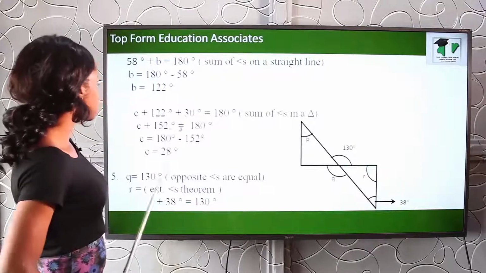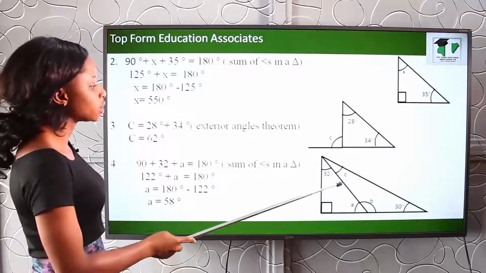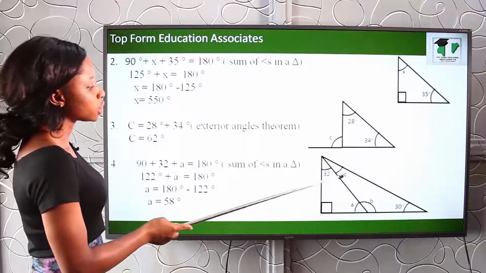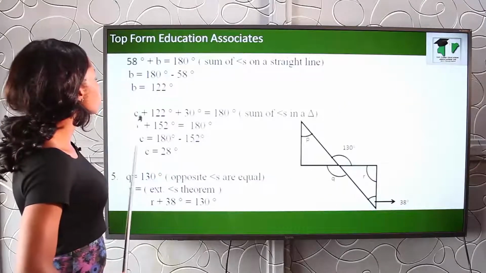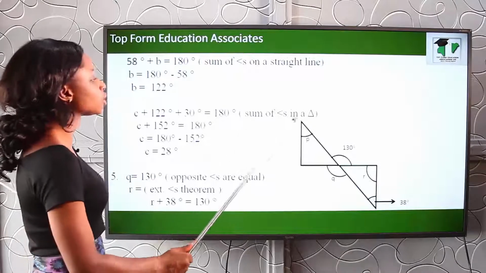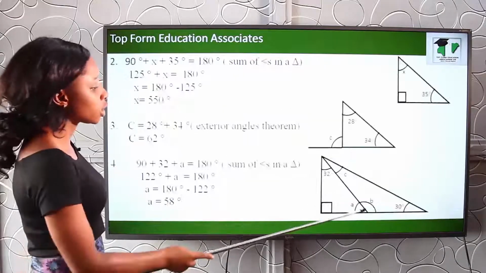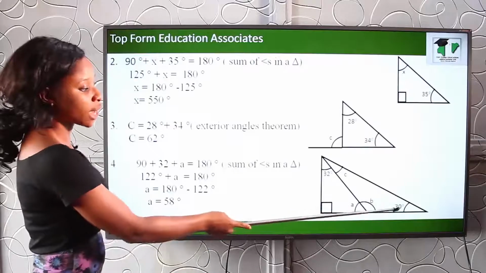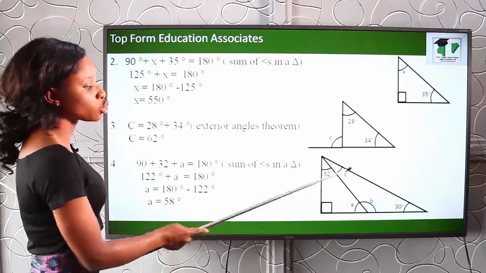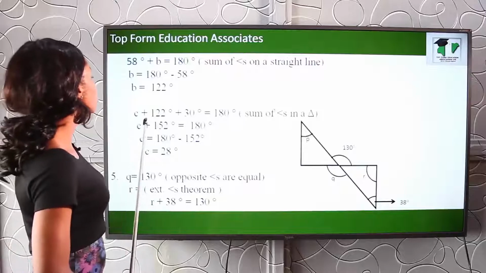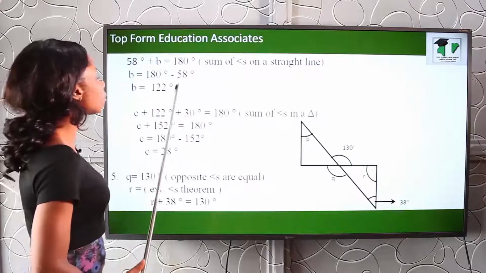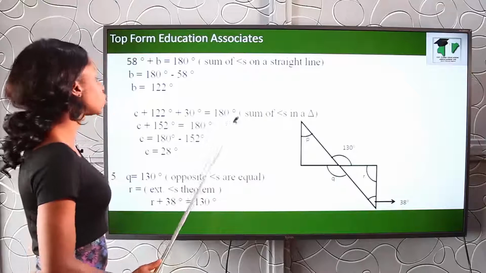Now C, let's look at the diagram again. This is our C. We're looking for C. Now, we're going to use the sum of angles in a triangle formula. Okay, we've gotten B. We have 30 here. Now to get this, we're going to sum all this to 180 degrees. So you have C plus 122 degrees plus 30 degrees equals 180 degrees.